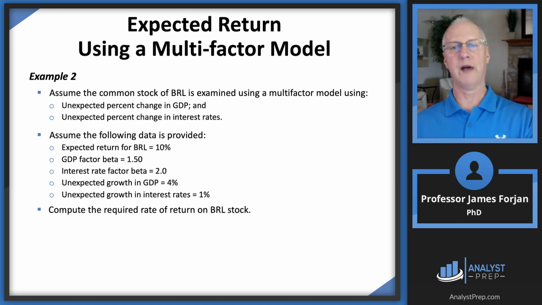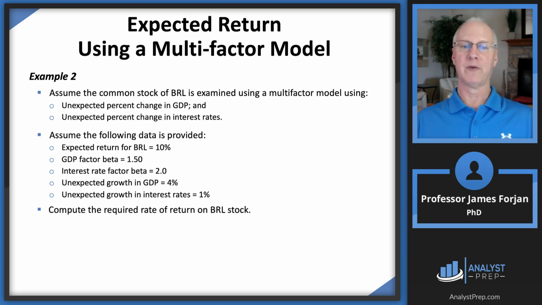So let's go to a two-factor model in which our BRL common stock is sensitive to changes in GDP and changes in interest rates. So we still have the same 10% expected return. We've got a GDP factor of 1.5. We have an interest rate factor of 2. All right, so let's make sure you understand what that means. That means that if the size of the economy grows unexpectedly, we're going to react 1.5. If the interest rates change, we're going to react by 2.